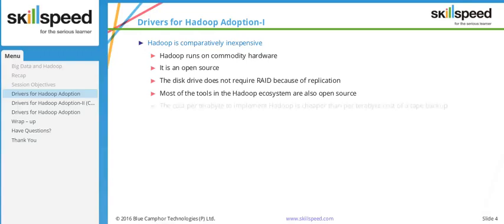Now, the cost per terabyte to implement a Hadoop setup is cheaper than the per terabyte cost of a tape backup. So traditionally, for archiving purposes, people used to have tape drives, and Hadoop is considerably cheaper than a tape drive.